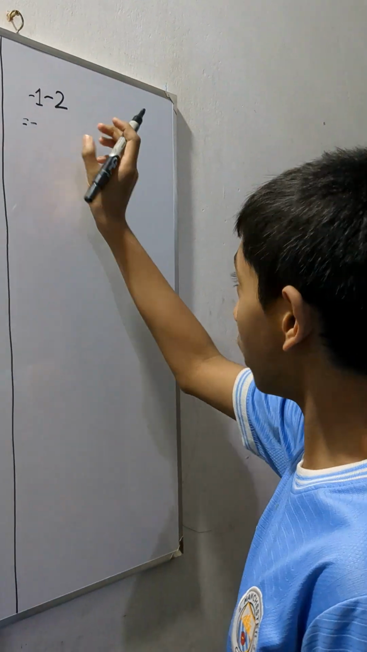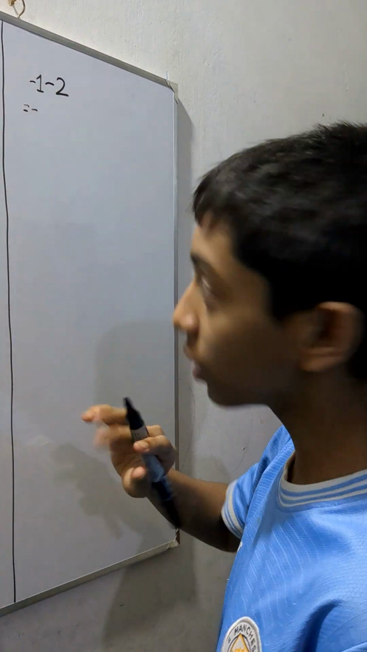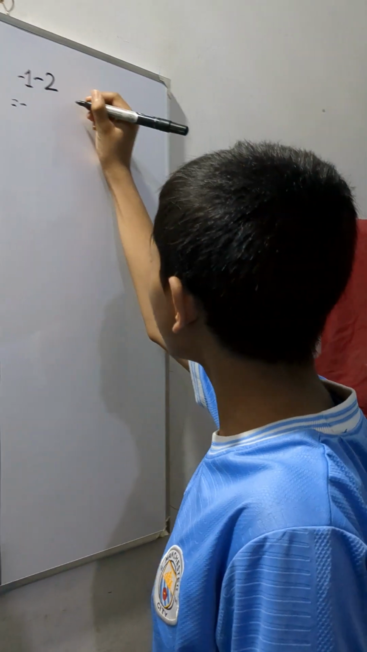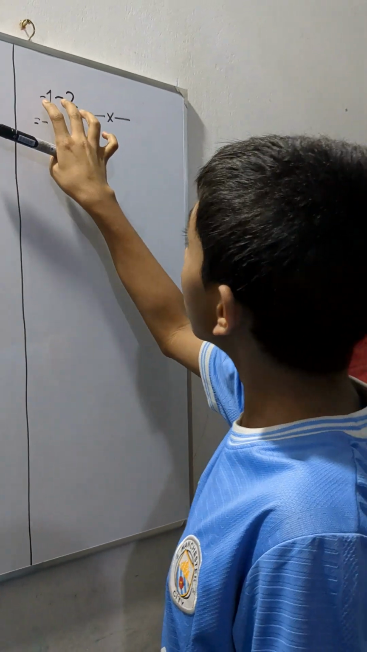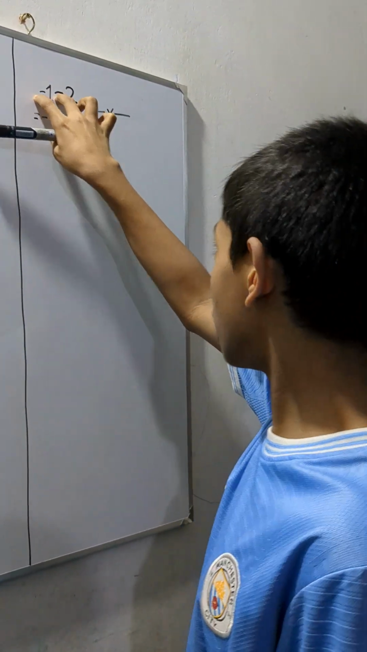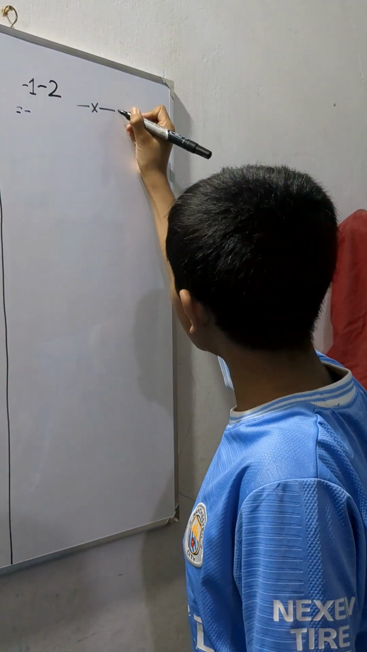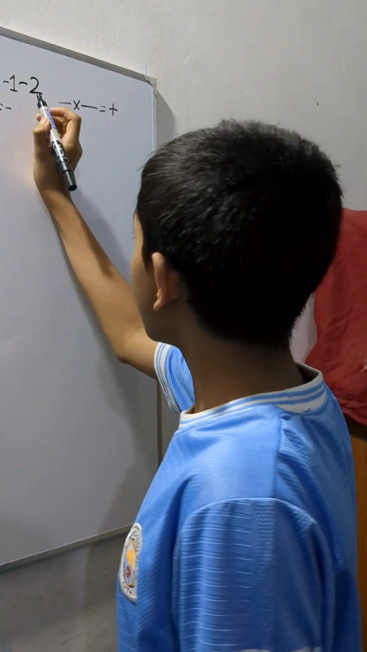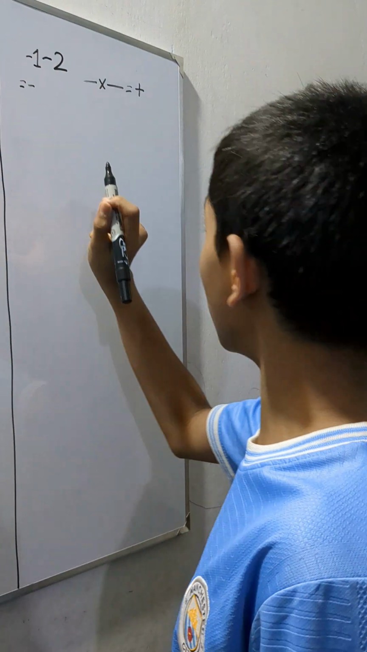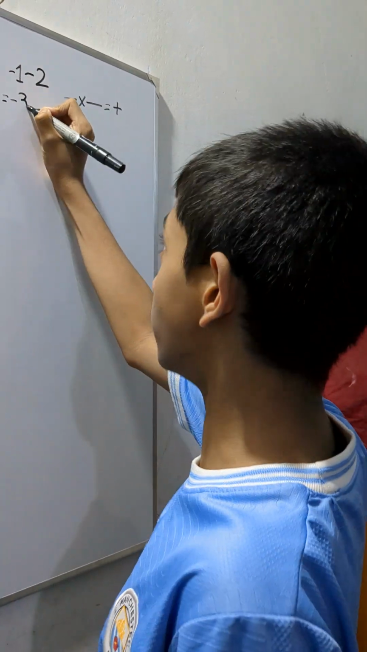Then here we have to multiply in our mind. If we multiply a minus with a minus, we'll multiply the sign here only. If we multiply a minus and a minus, then the result will be plus. So here we will add this math. Then it will be 2 plus 1, 3.